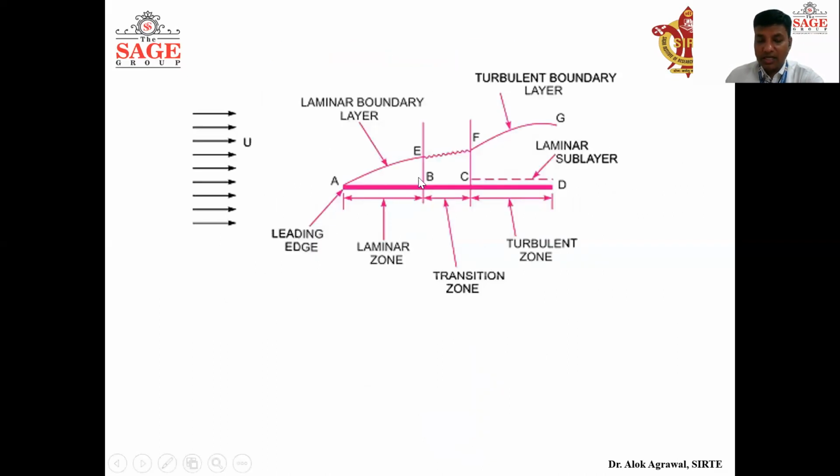Let us consider a thin plate over which the fluid will flow having a free stream velocity u. So we will discuss the various definitions associated with the boundary layer. That is, what is the laminar boundary layer, turbulent boundary layer, laminar sublayer. We are going to see each in detail. So let us consider a thin plate AB. The boundary layer region begins at the leading edge. If the fluid is flowing from left to right, point A is called the leading edge and point D is called the trailing edge.